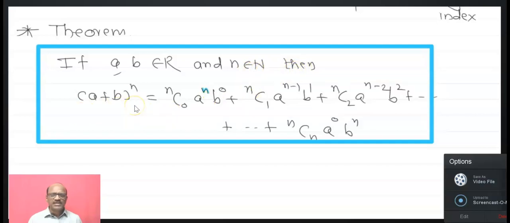(a plus b) raised to n is equal to nC0 a raised to n b raised to 0 plus nC1 a raised to n minus 1 into b raised to 1. Means the powers of a are decreasing, at the same time the powers of b are increasing. Then nC2 a raised to n minus 2 b square plus, up to the last term, which will be nCn a raised to 0 b raised to n.